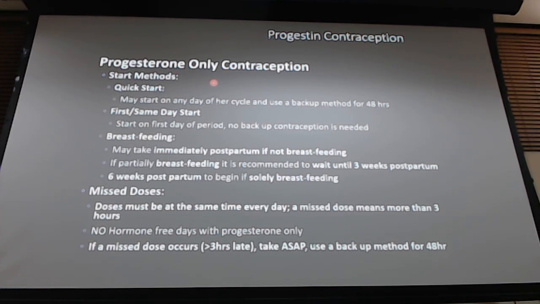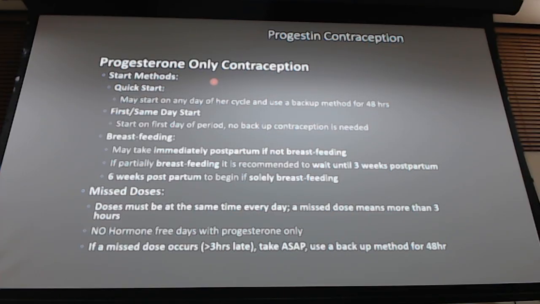When you're looking at the quick start, this is on any day that they want to. So they came in, they saw you, and they wanted to start their contraceptive, you can put them on it. Make sure that they have a backup method that they're using for 48 hours. Unlike, how long did we say that they had to use a backup method for a combined oral contraceptive? 7 days, okay, so this is a little bit different.